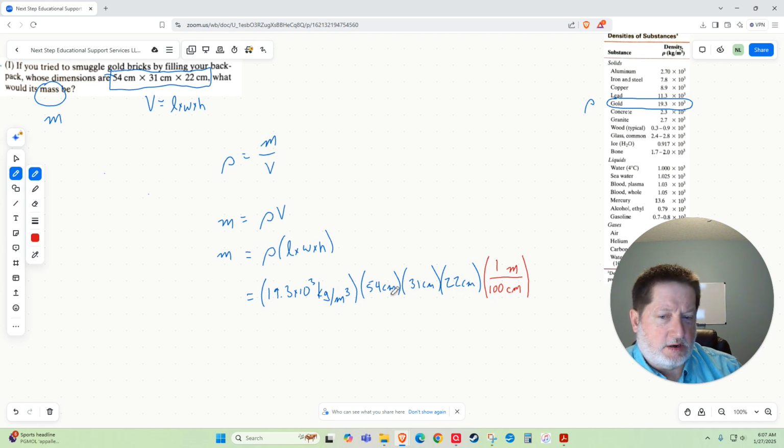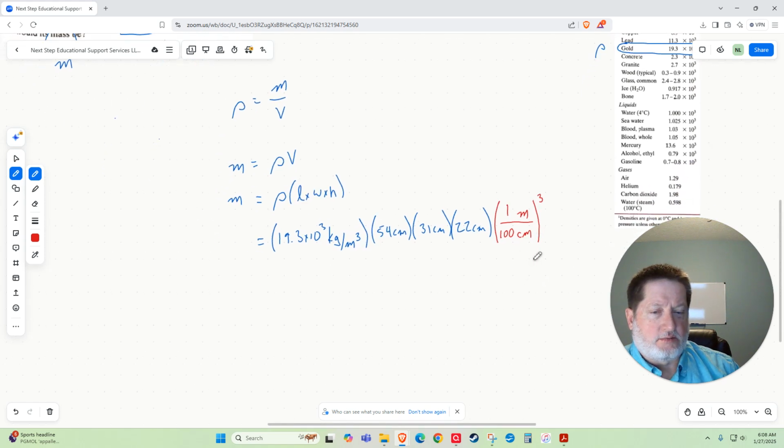Now, because these are cubic meters and these are cubic centimeters, I need to cube this unit conversion so that I do get cubic meters, cubic centimeters. Don't make the mistake of putting the cube inside the parentheses. You have to cube the entire number 1 so that it remains the number 1 so that I don't alter my quantity. If we do this, this will do our unit conversion.